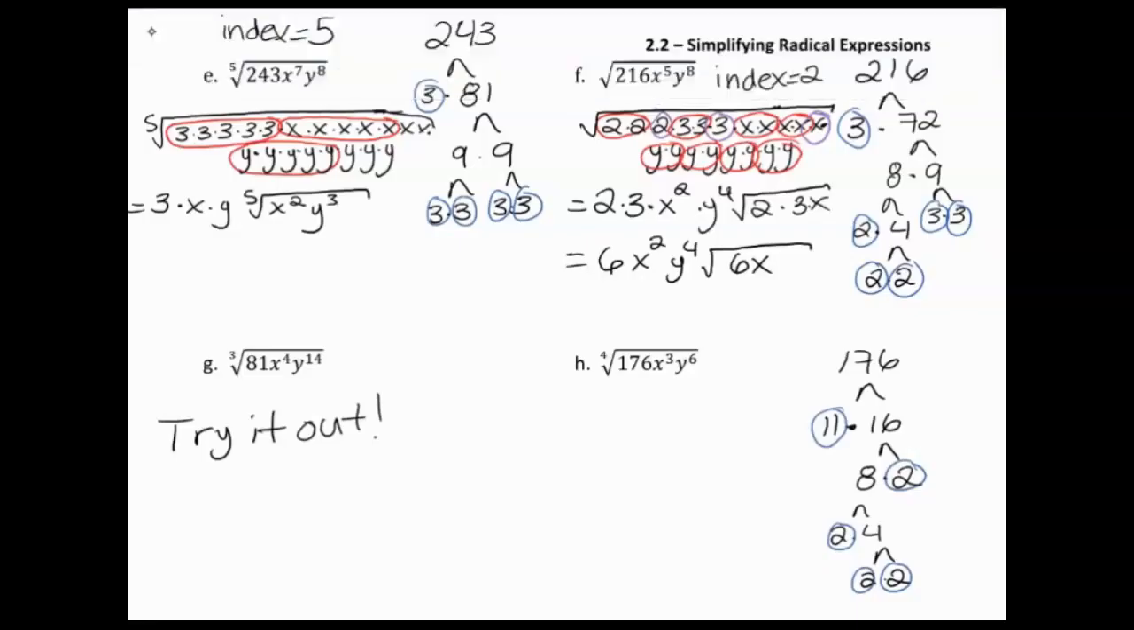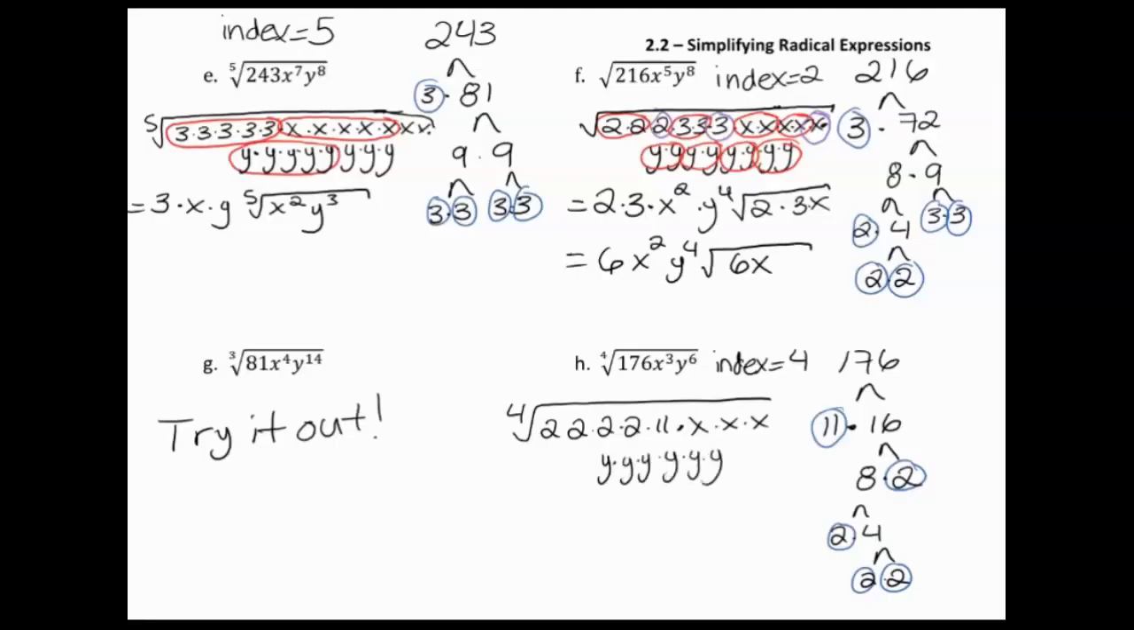Let's take a look at our index. What's our index here? Our index is going to be 4. So that means we have to make groups of 4. So we have the 4th root of 2 times 2 times 2 times 2 times 11. And then we have x cubed. So we're going to write 3 x's, 1, 2, 3. And y to the sixth, so 6 y's, 1, 2, 3, 4, 5, and 6.